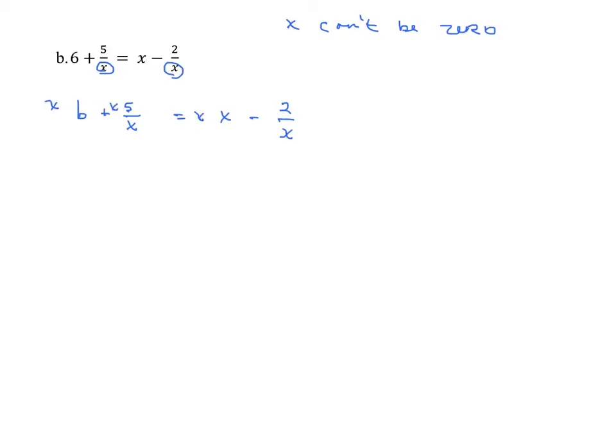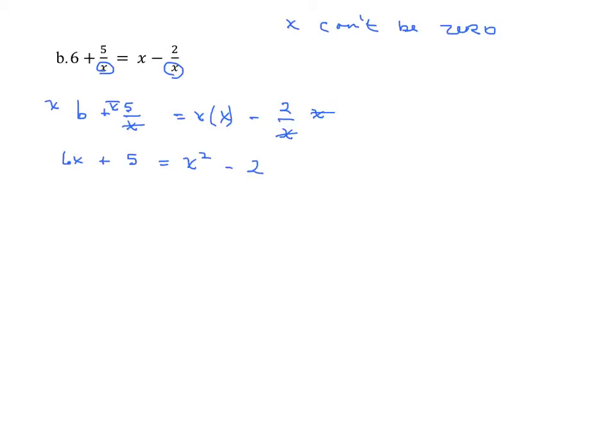Why am I doing that? Because I need to clear the fractions. This first one will be just 6x because nothing cancels. These guys cancel, plus 5. x times x is x squared. These will divide out. Good.